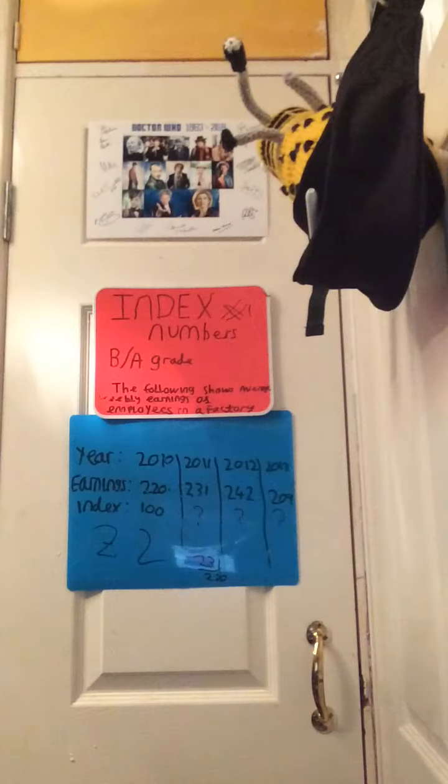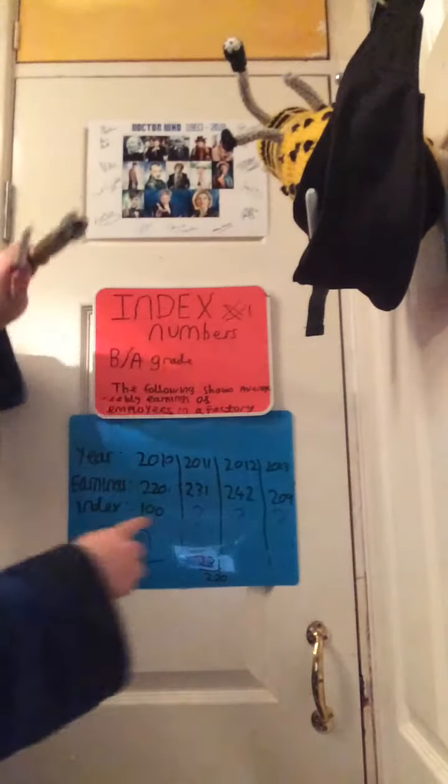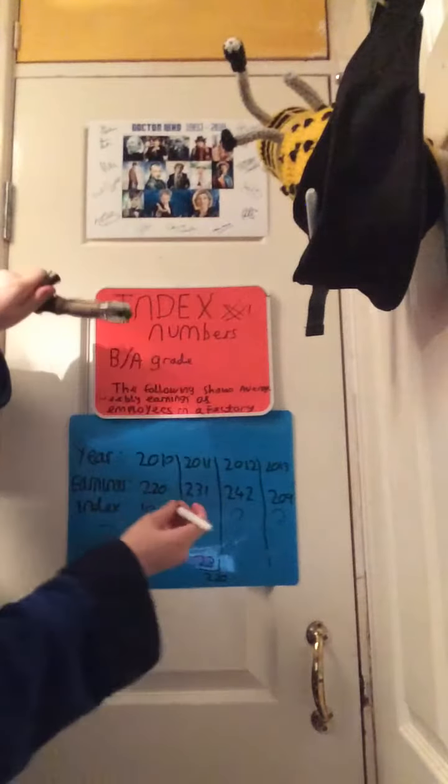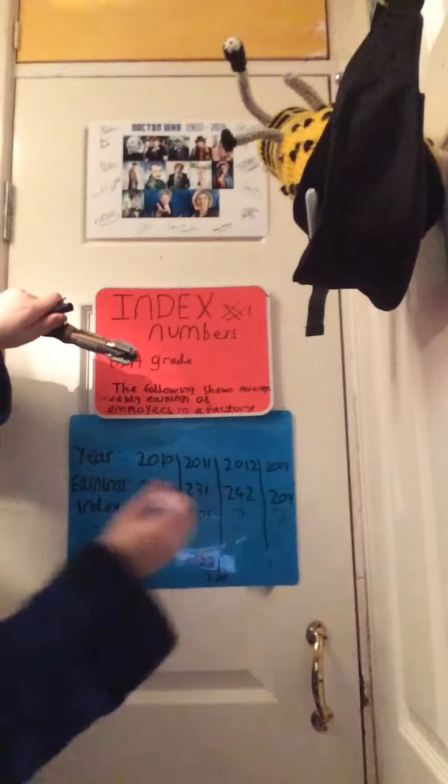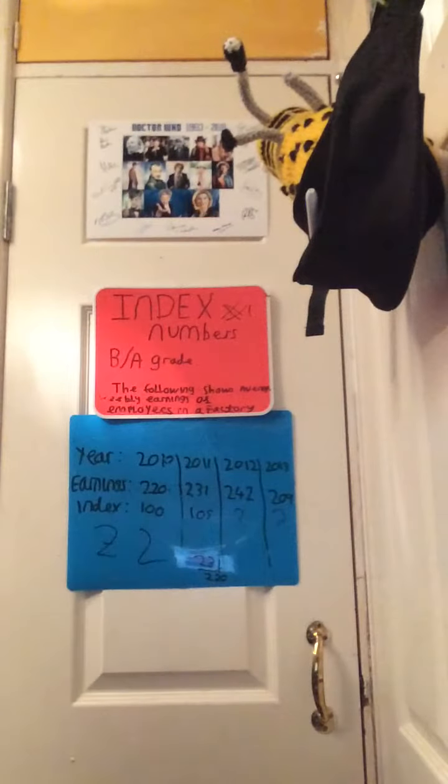So 231 divided by 220 is 1.05. Then we do 1.05 times 100, which is 105, right? So we have 105. That means that the index is 105. What this tells us is that it's gone up by 5%.